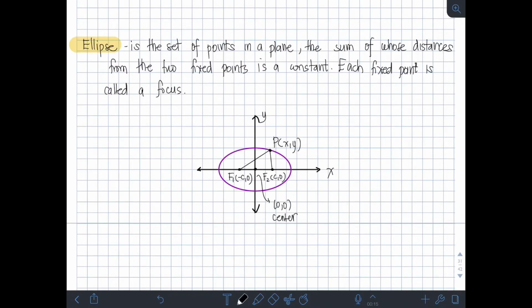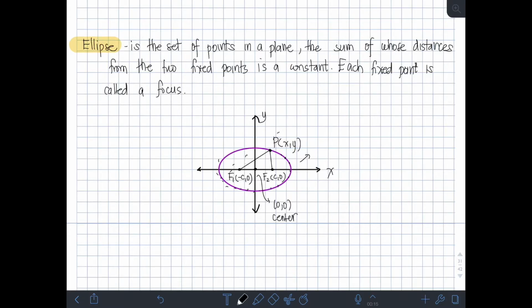So ellipse is the set of points in a plane the sum of whose distances from the two fixed points is a constant. Each fixed point is called a focus. Okay, so ito raw yung ellipse natin, yung color violet. So, para raw ma-consider na set of points sa ellipse, itong mga points na to, so nakabilong sila sa ellipse, dapat daw yung certain point na to, let's say itong point P, yung distance niya doon sa two fixed point, let's say itong F1 tsaka F2, which is called the focus, yung sum nila is dapat constant.